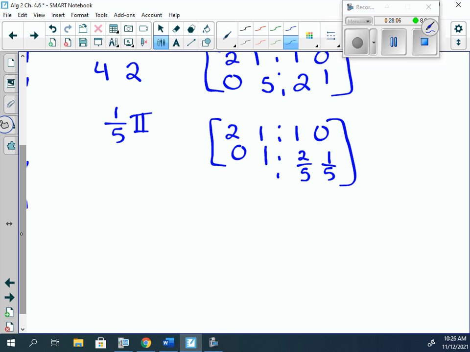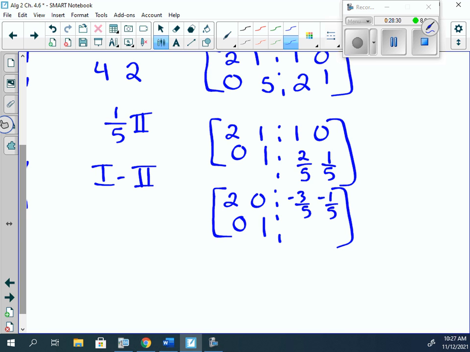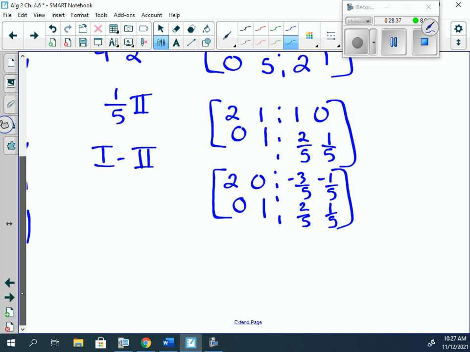Well, I still don't have the top row correct because it's 2, 1. I want 1, 0. So what we can do is take row 1 and subtract from it row 2. So we'd have 2, 0, 0, 1. 1 minus 2/5 would be negative. 0 minus 1/5 is negative 1/5. 2/5, 1/5. Well, we're almost there, yes?